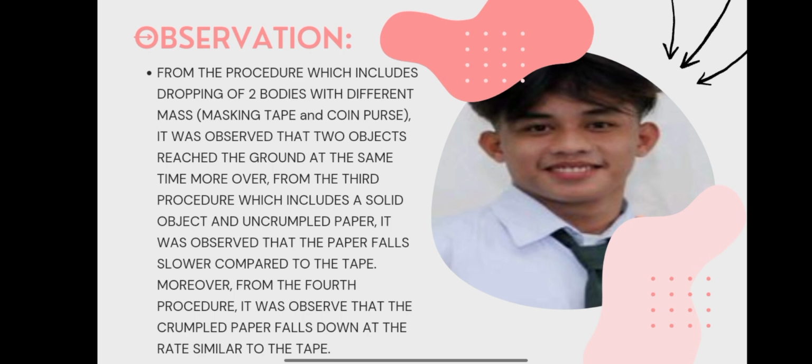Observation. From the procedure, which includes dropping of two bodies with different mass, masking tape, and coin, it was observed that the two objects reached the ground at the same time. Moreover, from the third procedure, which includes a solid object and uncrumpled paper, it was observed that the paper falls slower compared to the tape.